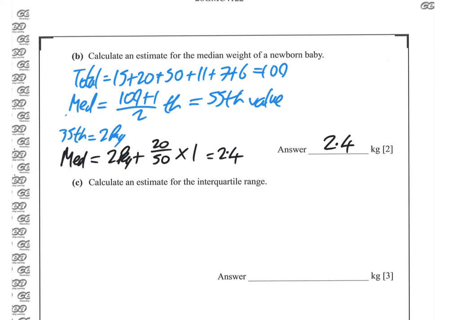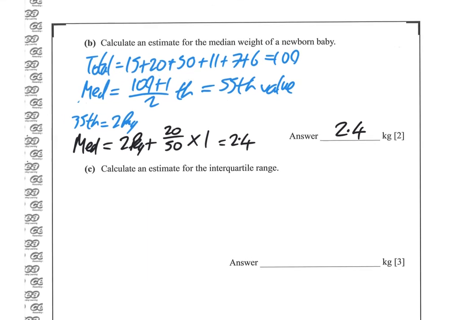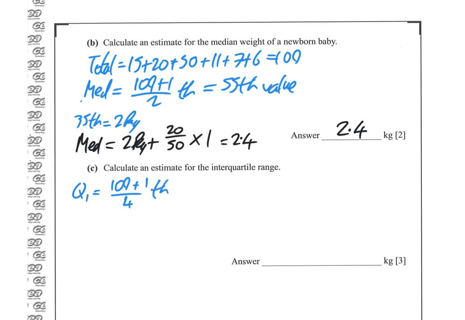Okay, the next one is calculate estimates for the interquartile range. So they weren't happy with just doing this horrible method once. They wanted us to do it 3 times because you'll need to do it 2 more times for this. So first of all, your Q1, which is your lower quartile, is, and we're going to say it's 109 plus 1, and you divide by 4. That's the value it is. So that's 109 plus 1 divided by 4, which is going to be the 27 and a half value.